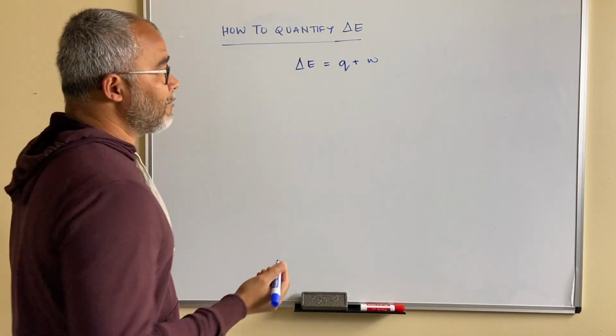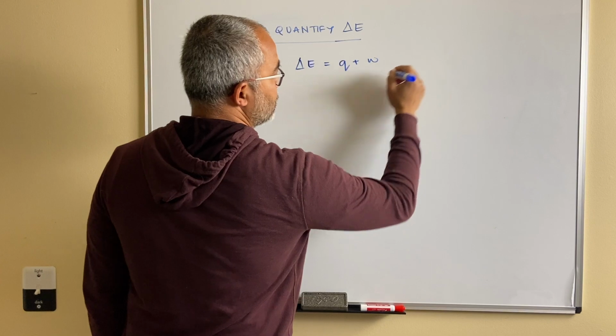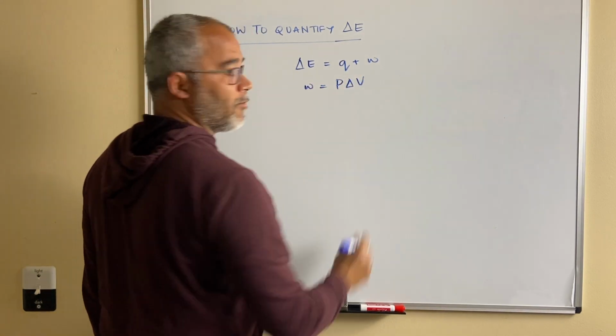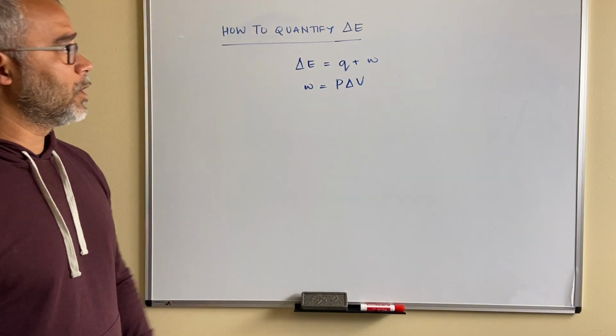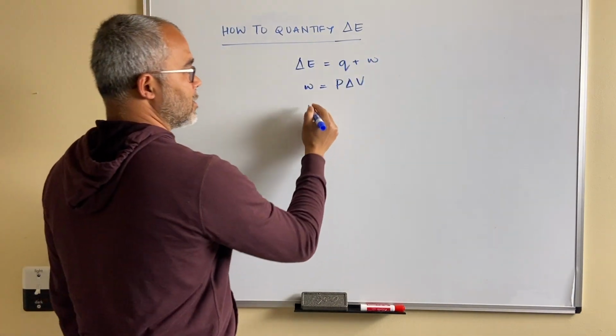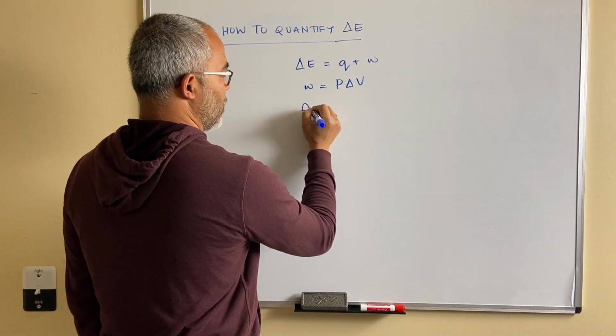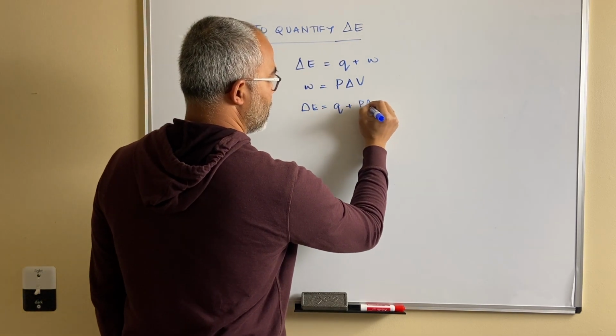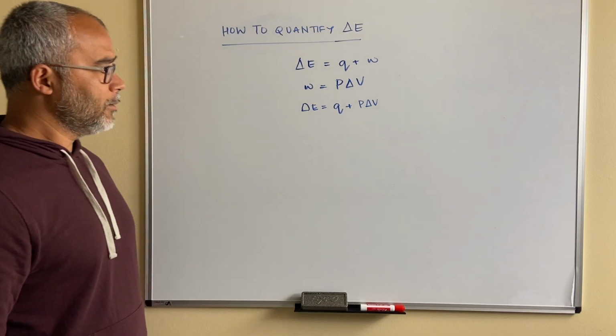Now, we have defined W as a pressure times the change in volume, okay? So that's pressure-volume work. So if you replace W in this with P delta V, then we get delta E is equal to Q plus P delta V, okay?